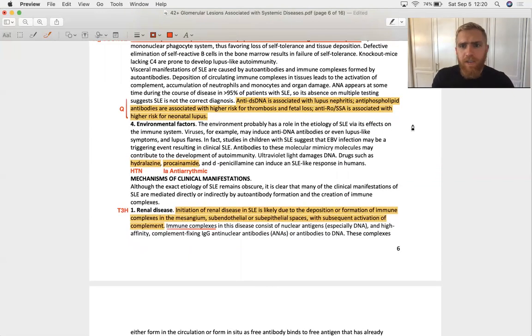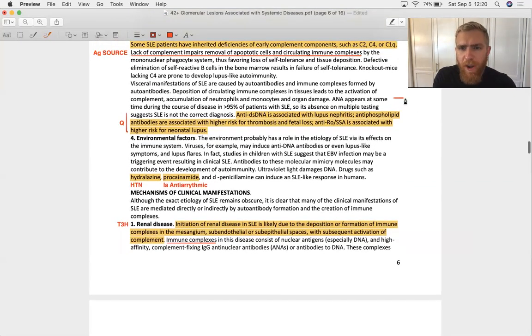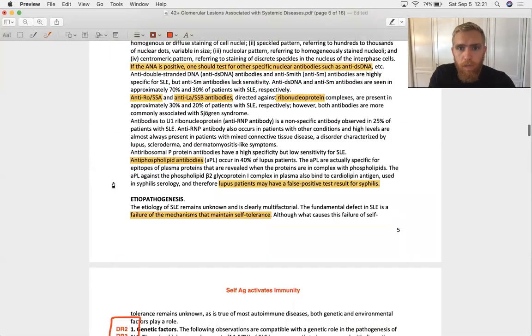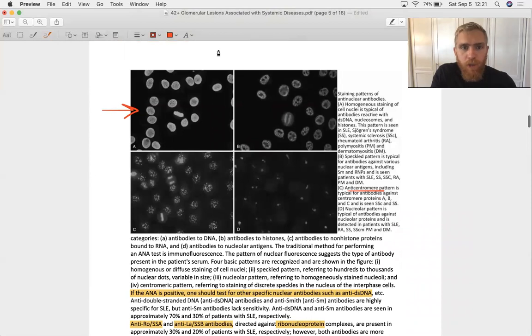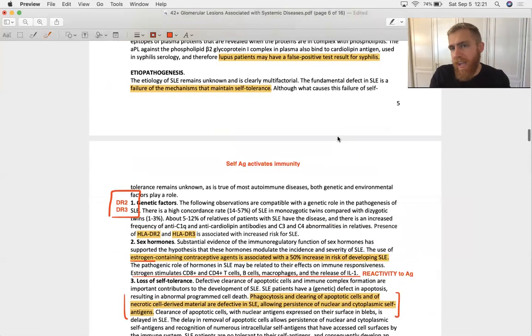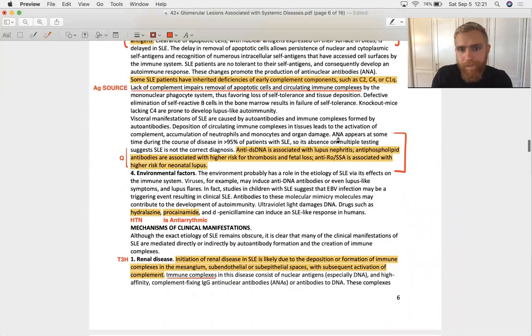Right here in the middle of page 6, this has exam question written all over it to me. These two sentences here. This one sentence, rather. Anti-double-stranded DNA is associated with lupus nephritis. So, easy question. Patient's got lupus. Patient's got kidney disease. They tell you all this. You don't have to make the diagnosis. And then going back and referencing all the different patterns of anti-nuclear antibodies. What antibody do they have? Double-stranded DNA in kidney disease.